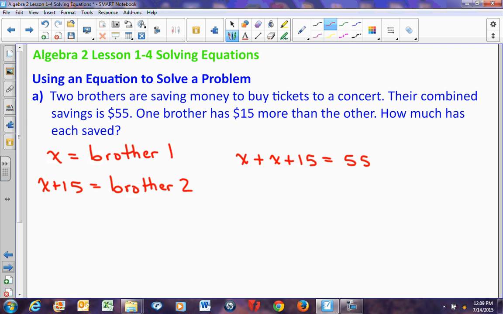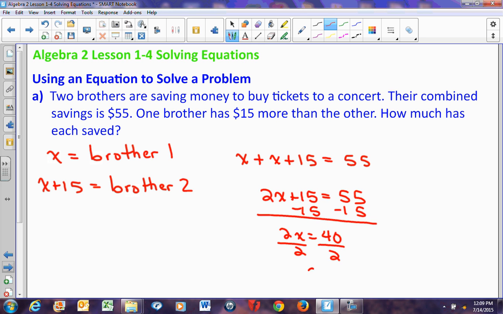Now that we have our equation, we can solve it. X plus x is 2x, and we have 2x plus 15 equals 55. Subtract 15. 2x equals 40, divided by 2. X equals 20. So brother 1 has $20. One brother has $20, and the other brother has $15 more than that. So x plus 15 will be 35.